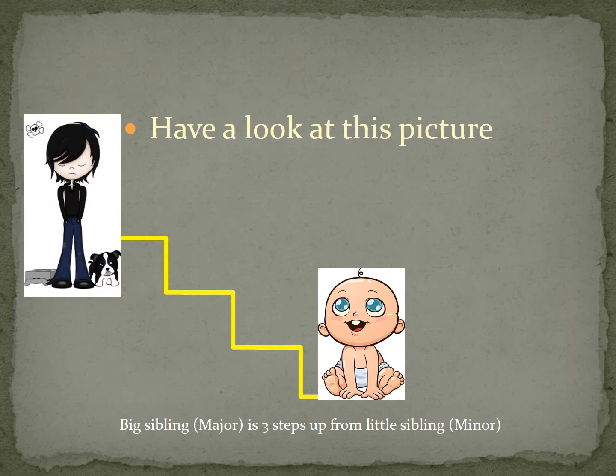So let's have a look at this picture. You can see at the bottom of the little set of stairs, there's the baby, the younger sibling, and it has to go up 3 steps to find the bigger sibling. Or if you're the bigger sibling, the major is 3 steps higher than the smaller sibling, the little sibling, the minor. So the minor and the major are 3 steps away from each other.